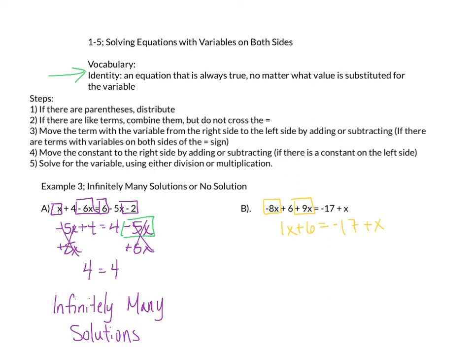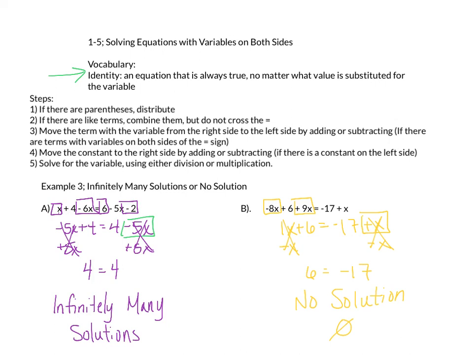The next step is to move the variable from the right side to the left side, so that guy, and the opposite of positive x is negative x, so we subtract. These cancel, but these two too, because they're opposites, and we're left with 6 equals negative 17. That is not true, so when that is the case and those numbers are not equal to each other, there is no solution. A shortened way for no solution is that symbol.